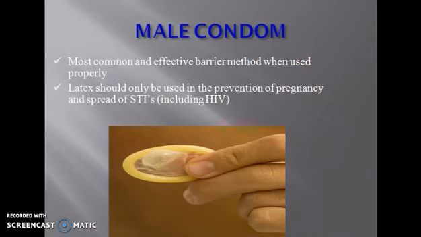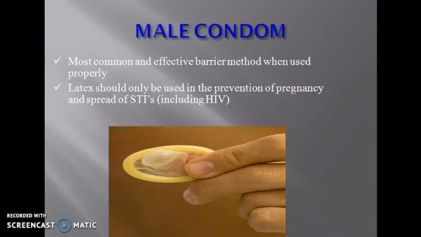So let's look at the male condom. It is the most common and effective barrier method when used properly. Like the spermicide we talked about earlier, many of you might not be familiar with it, but the male condom is very common, and when it is used effectively, it is an effective barrier method.